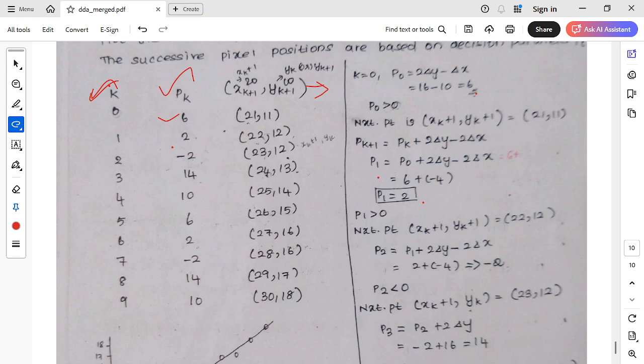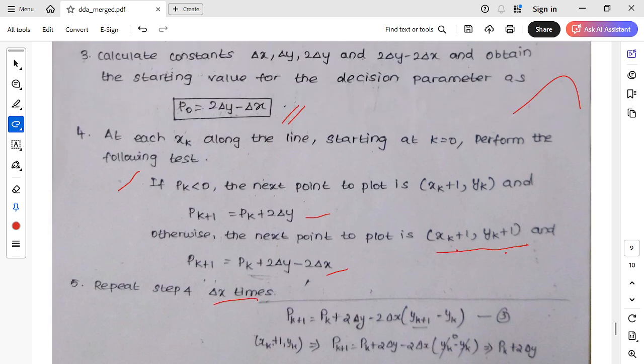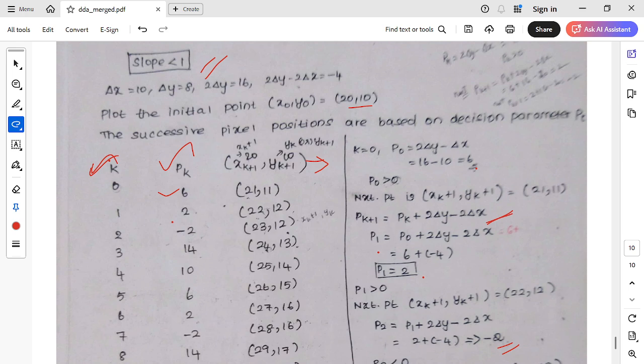Again I'm going with the same formula. Since my p1 value is greater than 0, I calculate the next decision parameter using this formula, and I'm getting minus 2. If my pk value is less than 0, I'm going to increment the x value by 1 and keep the y value as such. So I'm getting minus 2, which is less than 0. I'm going to increment the x value from 22 to 23, and keep the y value as such, 12.